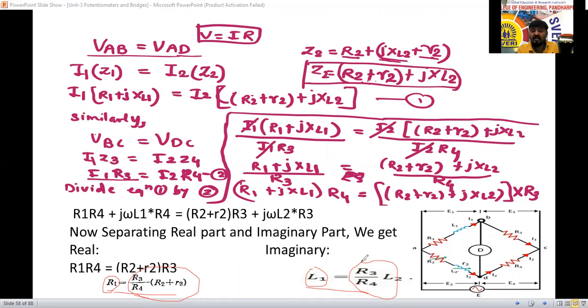So that is the big advantage of this equation. If L1 depended on R1, we would first identify R1 and then L1. But even if we don't know the R1 value, we can find the self-inductance value. That is the big advantage of this Maxwell inductance bridge.